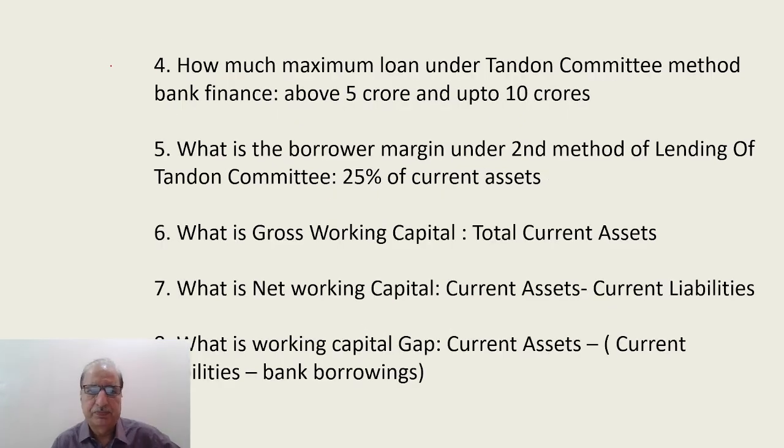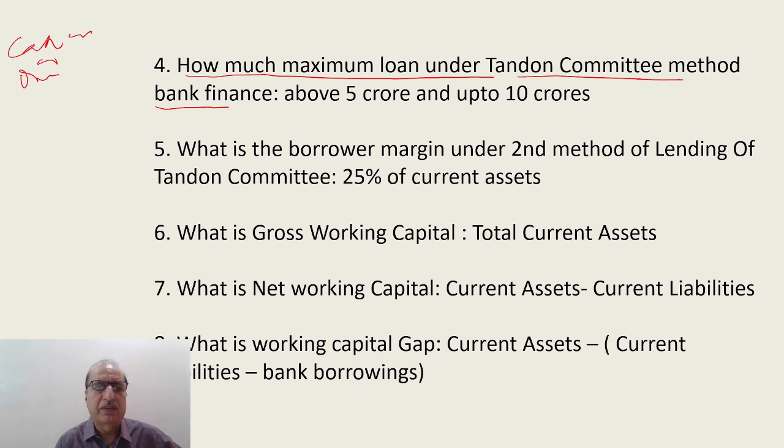Then there is another method that is called the Tandon Committee method. How much maximum loan can be given under the Tandon Committee method of bank finance? Here we are talking about working capital, short term, which is basically cash credit or overdraft. So how much maximum loan under the Tandon Committee method of bank finance? Above 5 crore up to 10 crore. So under the Tandon Committee, the maximum loan that can be given for working capital is 10 crore.